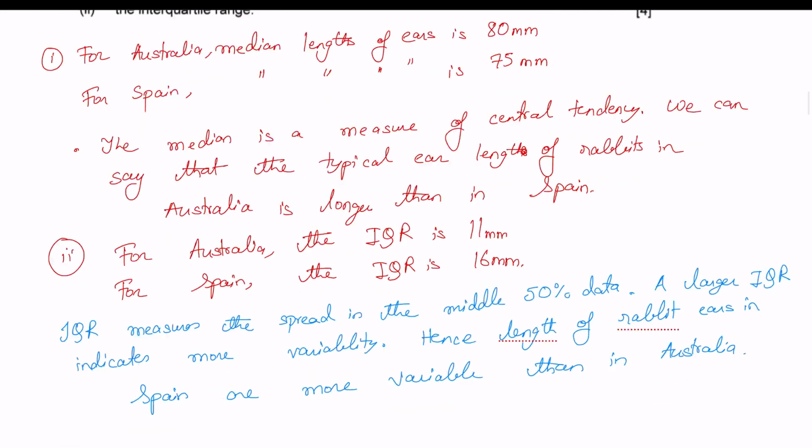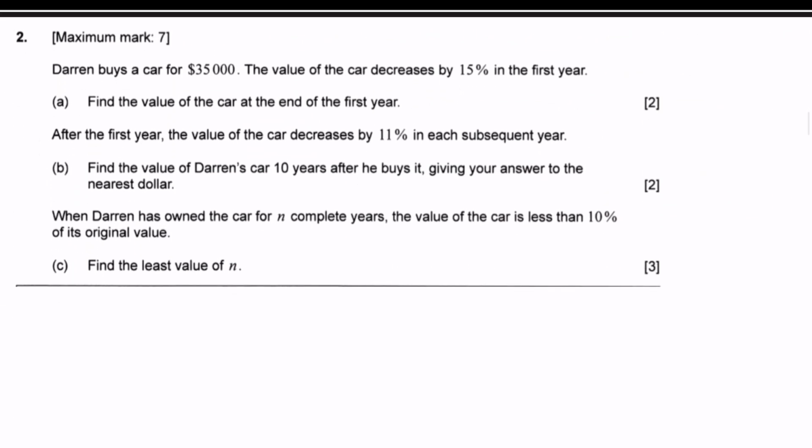So that's the end of the first question. We can move on to the second one. Second question, Darren buys a car for $35,000. The value of the car decreases by 15% in the first year. We have to find the value of the car at the end of the first year.